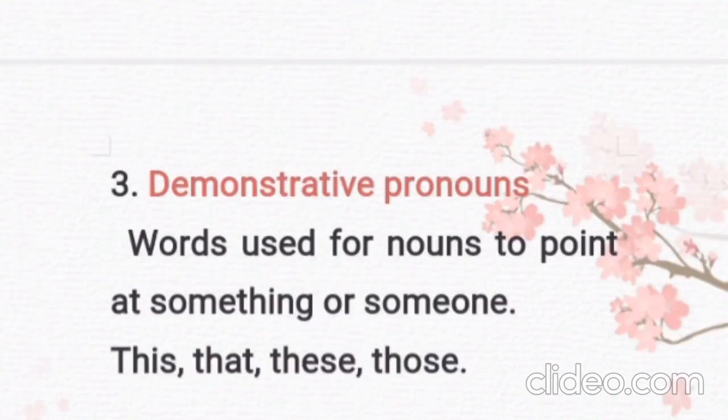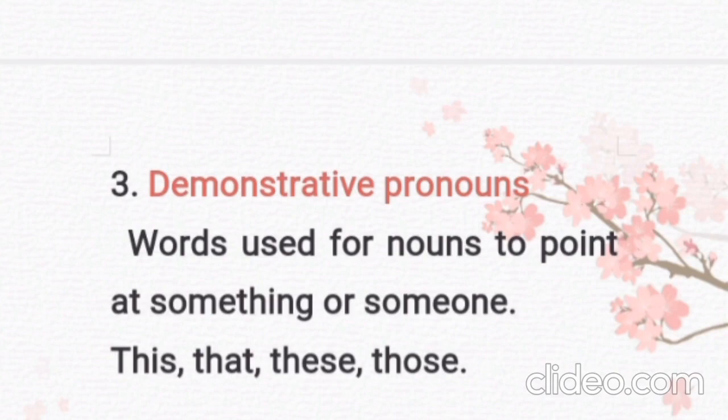The third one is demonstrative pronouns. Words used for nouns to point out something or someone. Like if I have something and the other one is saying that the pen which is with you is mine, so I will be like, this is my pen. Here I am pointing out at my pen. Okay, I'm not talking about just any pen in the whole world.